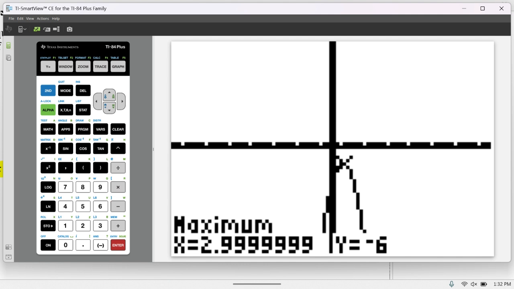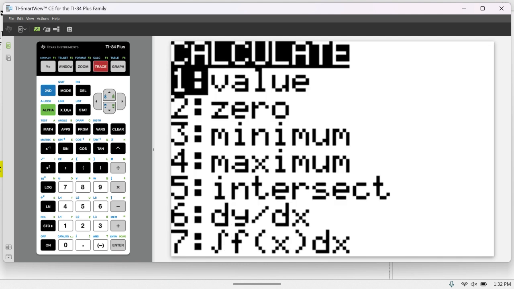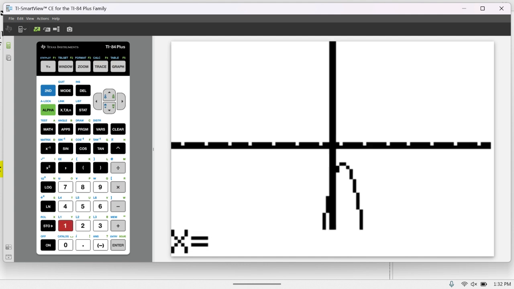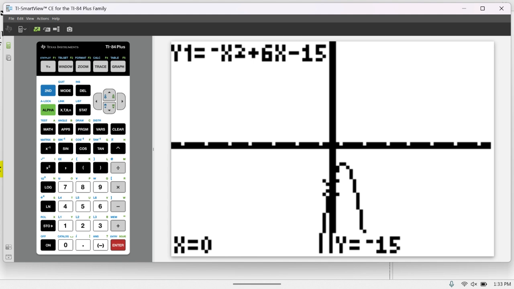Now, you can also get a value. So if I hit second trace again, let's say I want a value. So I'm going to hit 1. That value specifically is the y-intercept. So what am I going to put in for x? 0. So when x is 0, that gives us the y-intercept. So if I hit enter, there's your y-intercept. When x is 0, y is negative 15.